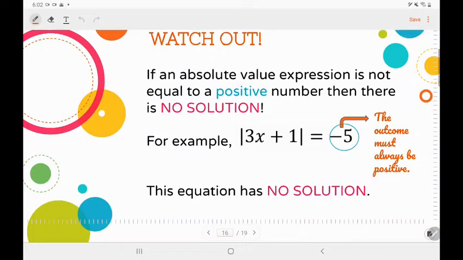Welcome back to day 2 of solving absolute values. Today we're going to talk about some special cases of absolute value equations.